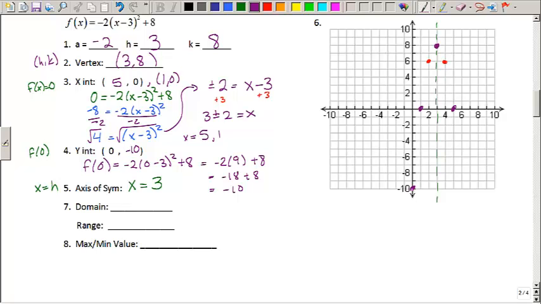I can use my axis of symmetry to find one more point across from my y-intercept. My y-intercept is 3 units away from my axis of symmetry, so I'm going 3 units to the other side, and I have another point right there. I now have 7 good points on my parabola, and I can sketch.